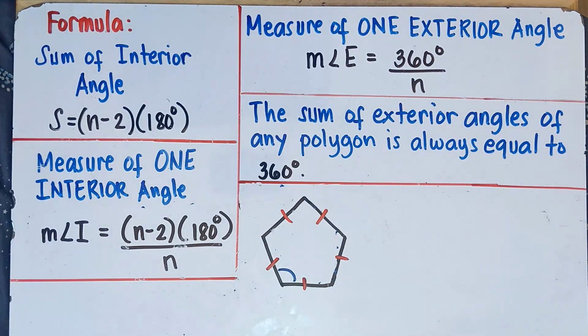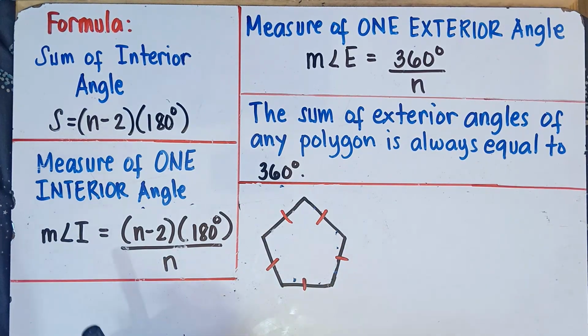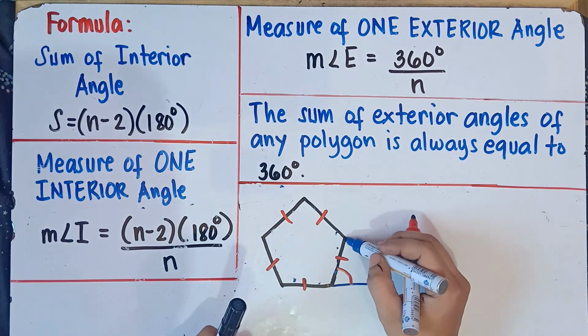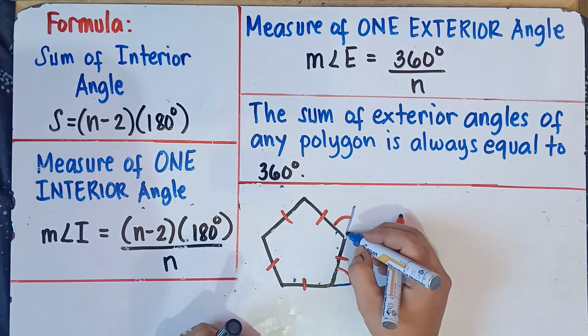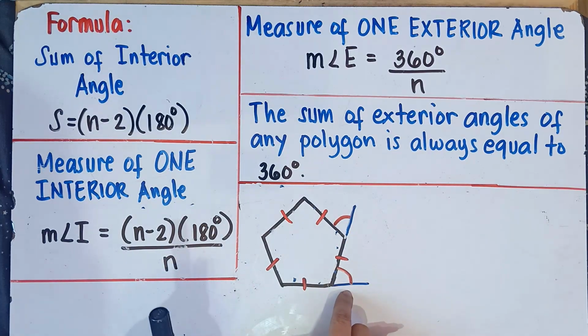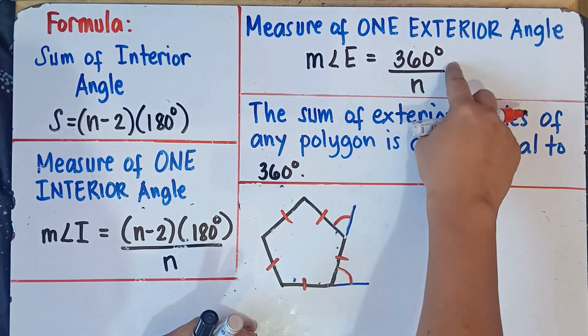For example, if you are told to find the exterior angle, if you extend this line, this will be the exterior angle. Once again, if you extend this line, this will be the exterior angle. So therefore, to find the measure of one exterior angle, this will be the formula: 360 degrees divided by the number of sides.